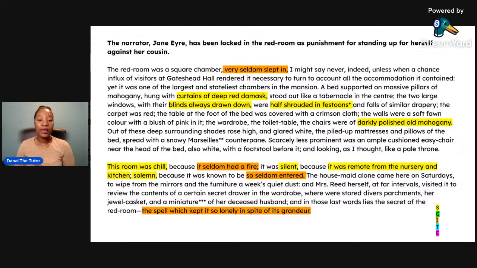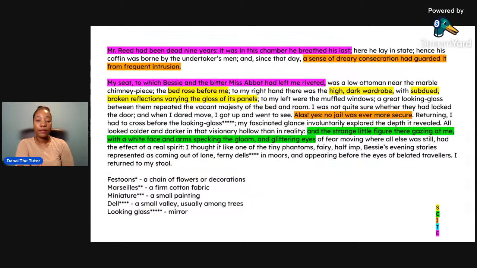So curtains of deep red damask, blinds always drawn down, half shrouded festoons, darkly polished old mahogany, all of those create a specific atmosphere and they contribute to a sense of an intimidating atmosphere in a very specific way. And then again, the room being chill, the room is cold. How does a room being cold contribute to an intimidating atmosphere? That's something that you can consider.